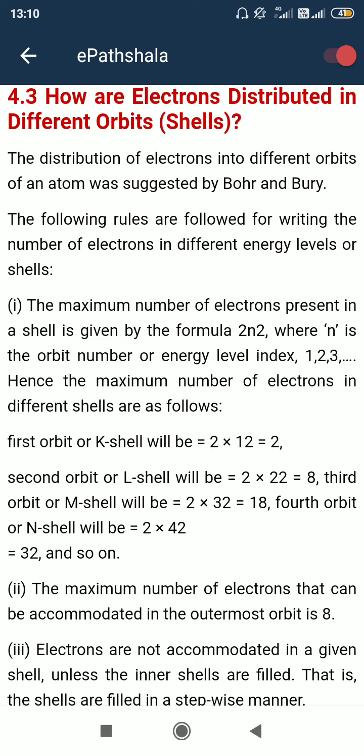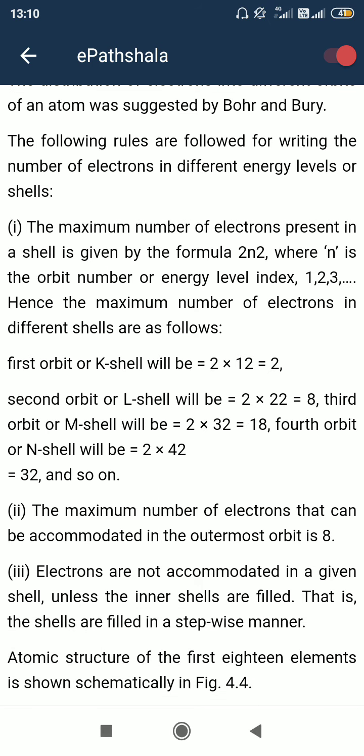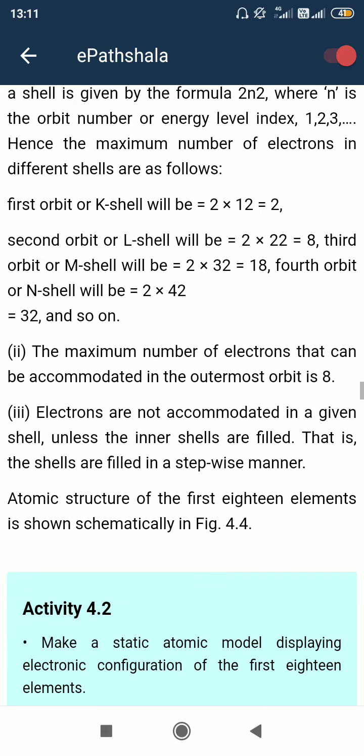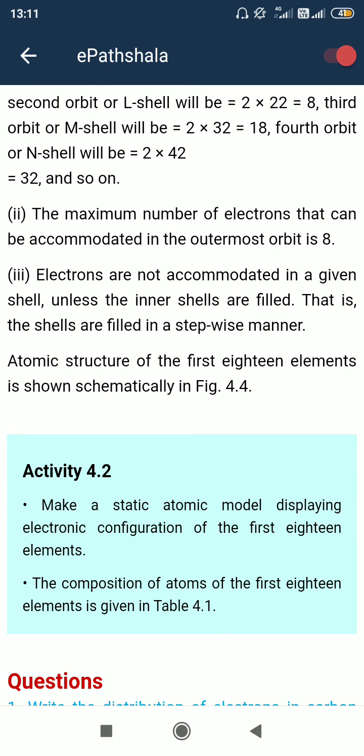In case of the L shell, the principal quantum number n is equal to 2, so 2n square comes to 2 into 2 to the power of 2, that means 4, and 2 into 4 means 8. So the total is 8. So in the L shell, the maximum number of electrons is 8. Likewise we can calculate. So the 2n square formula is very important to know how many electrons can be located in a specific orbit.